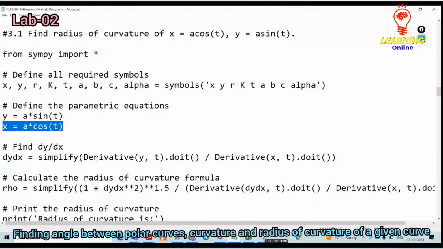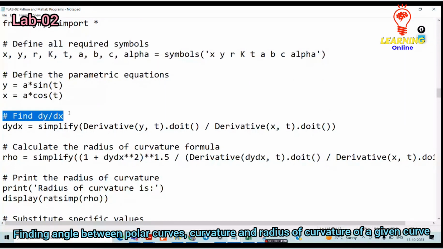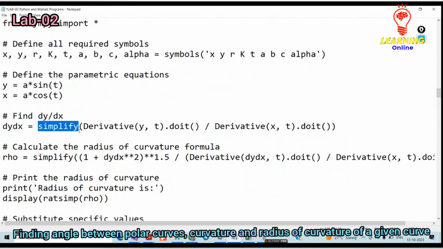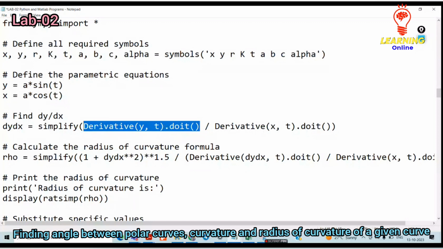What I need to do? I need to find the first derivative with respect to x, that is dy upon dx. I need to make the differentiation with respect to the particular expression presented. Because of that reason, I'm defining variables dy and dx. I need to simplify these expressions x and y. So I'm defining simplify of what I want. Derivative of y I want. I'm defining the derivative of the y expression with respect to t. Derivative of y with respect to t, do it. I got this differential expression with respect to t.